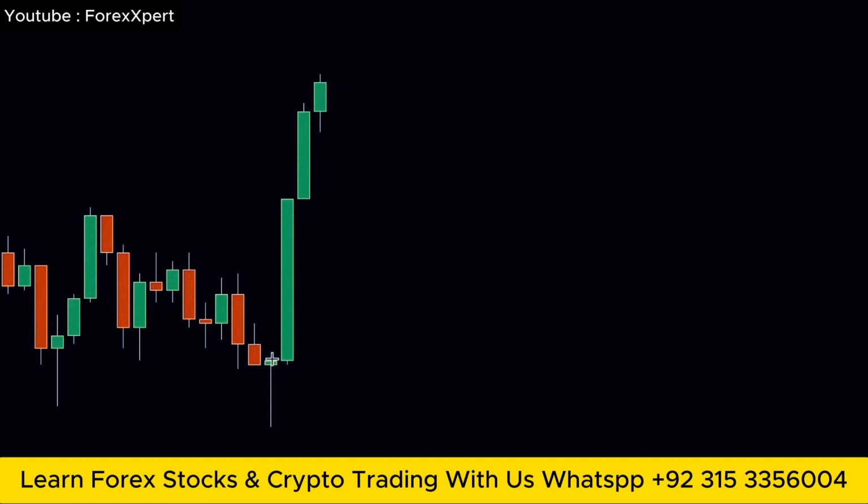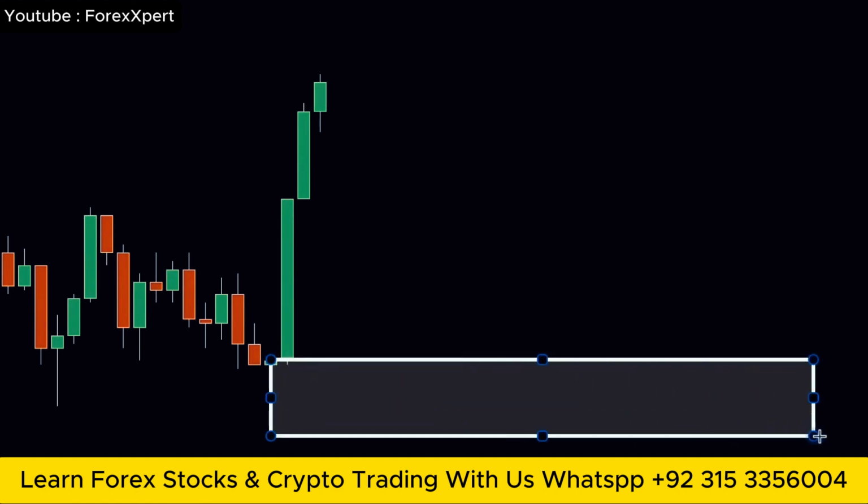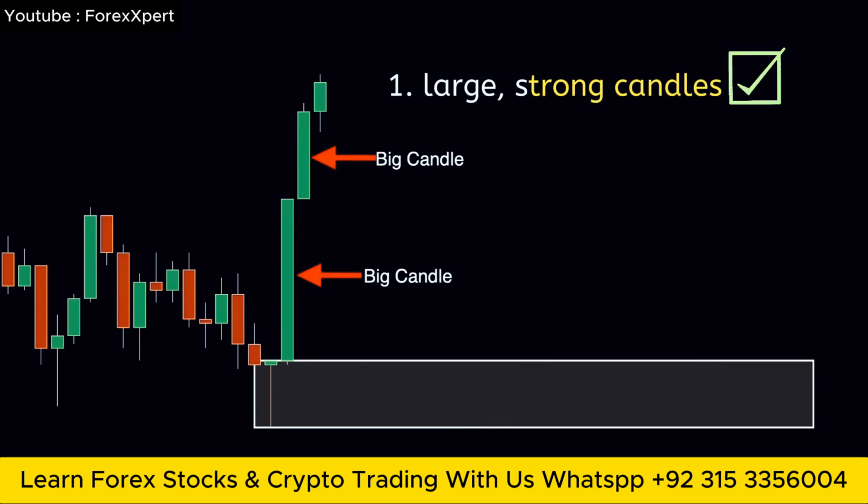As you can see, we have a demand zone forming here. Now let's break it down and see if this zone meets the criteria of a high-quality zone or if it's one we should avoid. Notice how we have large, strong candles moving in the same direction. This is a clear sign that institutional money is behind this move. Big candles, especially those with little or no wicks, indicate a significant volume of buying power, exactly what we want to see in a high-probability zone.